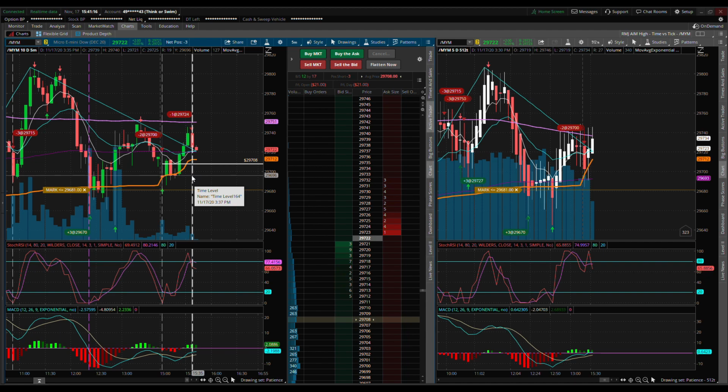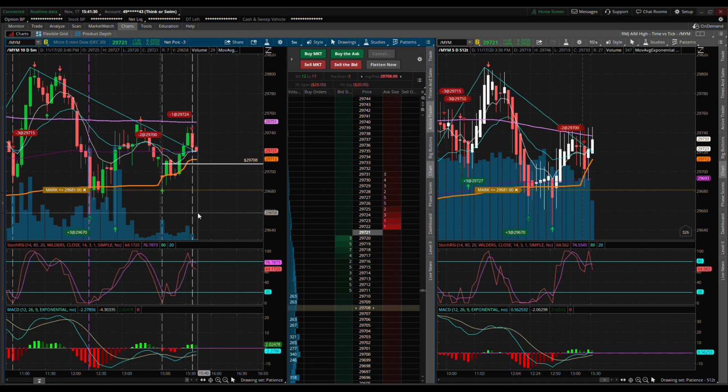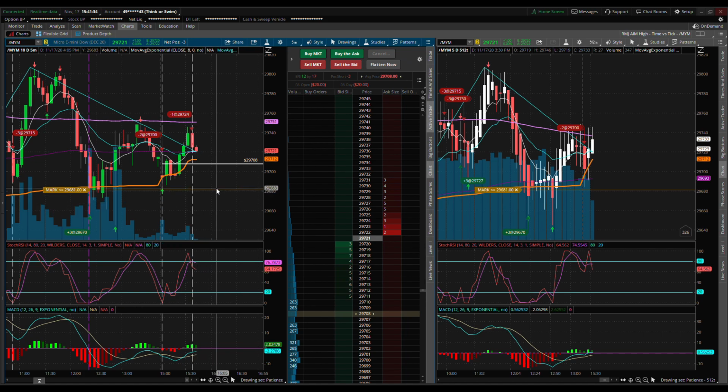So that moved my average from 29,700 to 29,708. So you saw the horizontal line move up, and the reason I have this white vertical line here is just to show when I made this other entry to increase my short contract from 2 to 3, and hopefully we can come back later and be in the green.